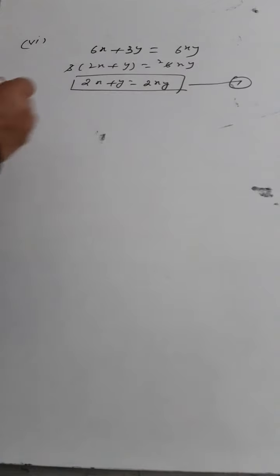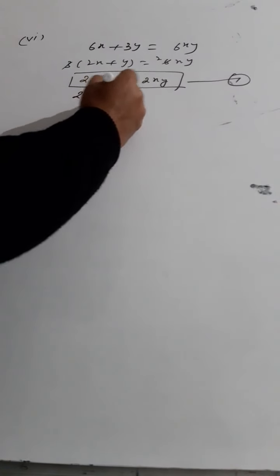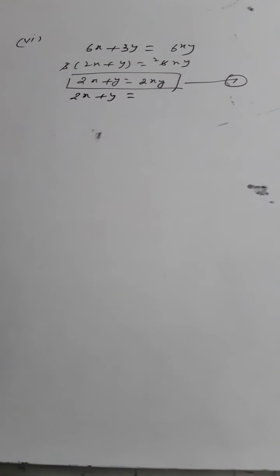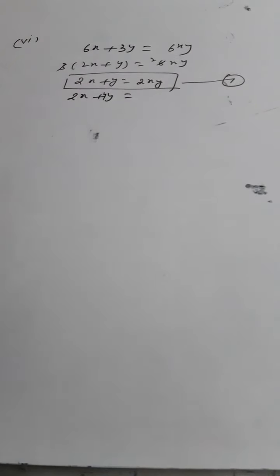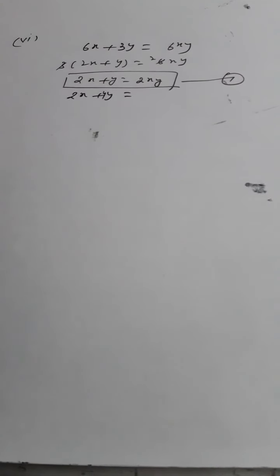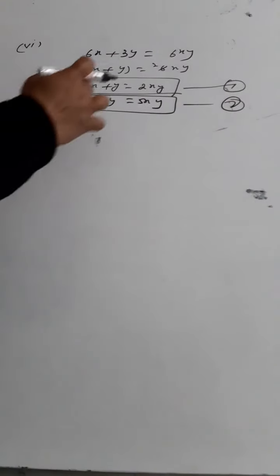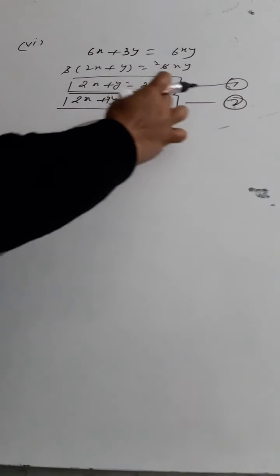And the second equation given is 2x plus 4y is equal to 5xy. So this is your equation number 2. Straight away I can take this as equation number 2. Why? Because 2x plus y is here, 2x plus 4y is here.